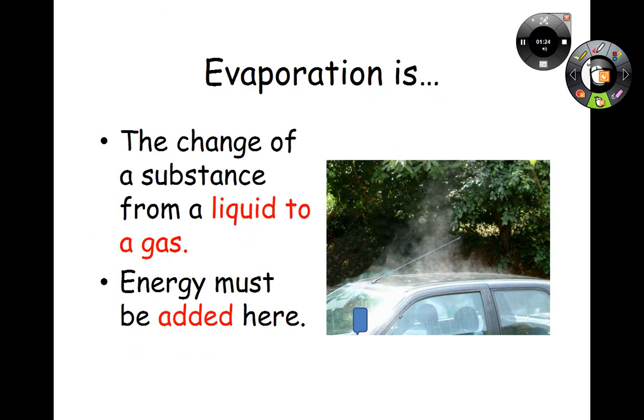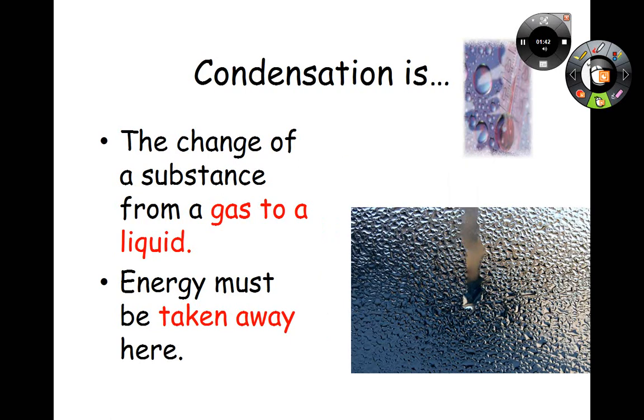Evaporation. Evaporation happens to be a physical property that at that temperature, a liquid can turn into a gas. In order to turn a liquid to a gas, you must add energy. Condensation. That's when there is a change of a substance from a gas to a liquid. In order to do that, you must take energy away. You have to cool it down in order to allow it to condense.